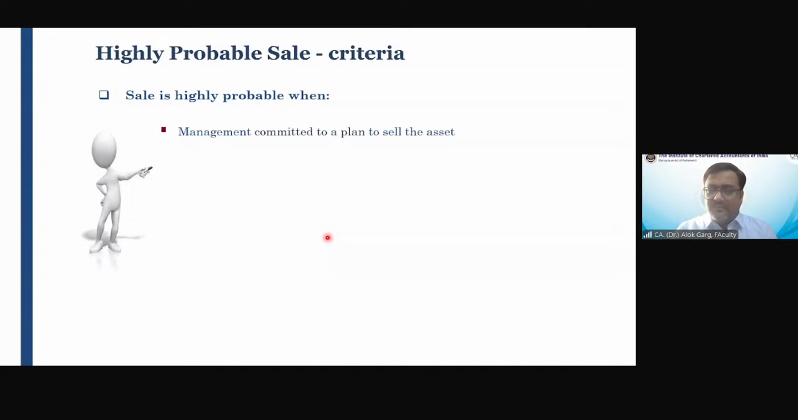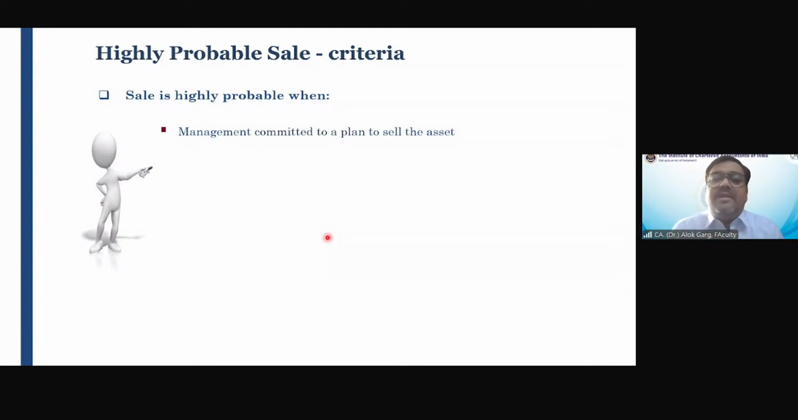Sir, what is meant by highly probable? What is meant by probable? Probable means more likely than not, more than 50% chances. What is meant by highly probable? Highly probable means significantly more likely than not. मतलब almost 90% chances है कि सेल हो जाएगी. Probable का मतलब 50% से ज्यादा chances. इसमें 90% से ज्यादा chances.